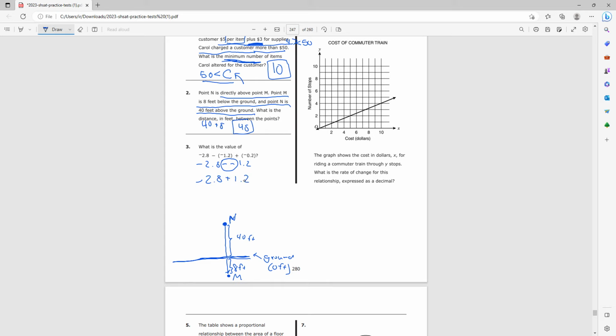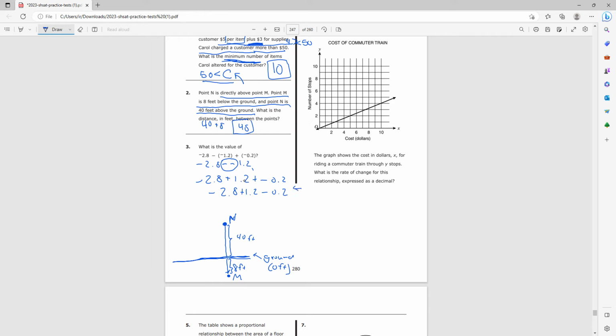And then we look over here, it's saying plus negative 0.2. You know that if you add a negative number, you can just get rid of the plus sign and keep the negative sign. So in reality, we have negative 2.8 plus 1.2 minus 0.2, right? So the fastest way to do this, I'd say, just look at this side first.